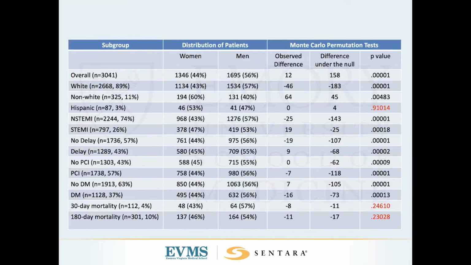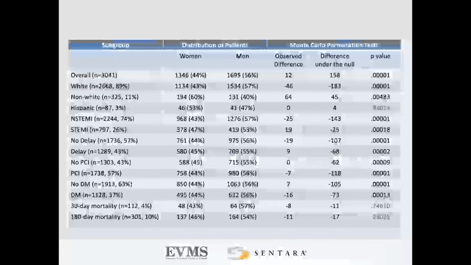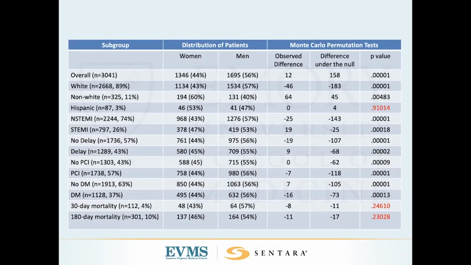Here are the subgroups in this study, and almost all subgroups, whether STEMI or non-STEMI, delay, PCI or no PCI, were statistically significant. One that was not was in Hispanic patients, but the sample size was very small. We did look at the relationship between mortality and sex, and in those, again, the sample sizes were very small, and the differences between women and men did not reach statistical significance in those subgroups.